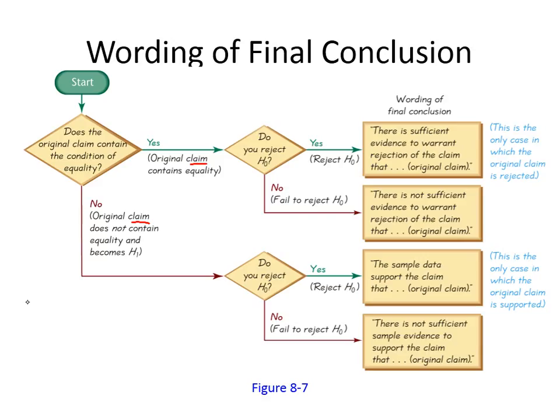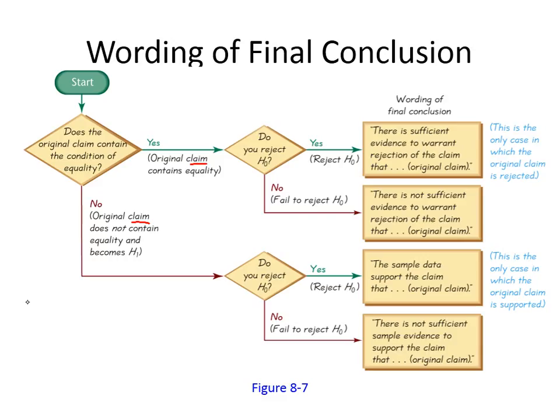That is the only time I truly get to support an original claim, where I can really say that claim was right. Because I've rejected my null hypothesis that it was equal, which is what I was assuming to be true. I've just got something so far extreme that it couldn't really equal that value. So it had to be greater than that. The next option, if it did not include equals and I failed to reject the null hypothesis, I can say there is not sufficient sample evidence to support the claim that the mean age is greater than 25.